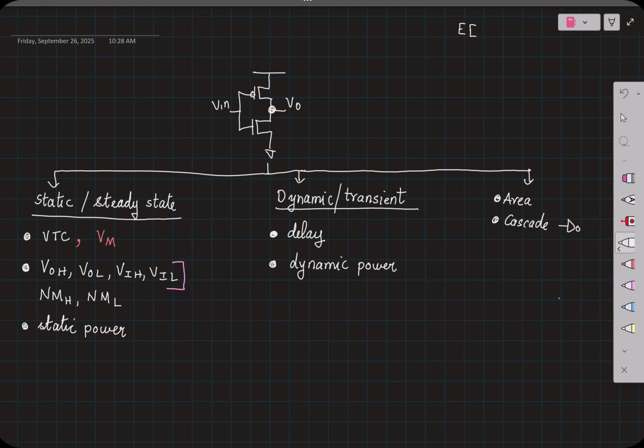This is EE370, lecture 24. Right? So we are trying to understand everything about the CMOS inverter.